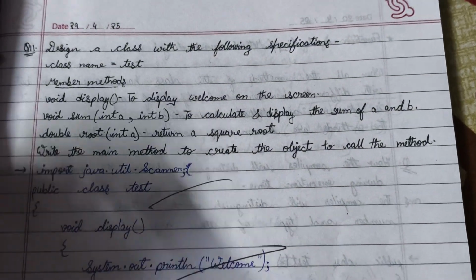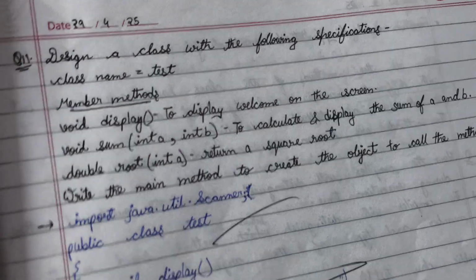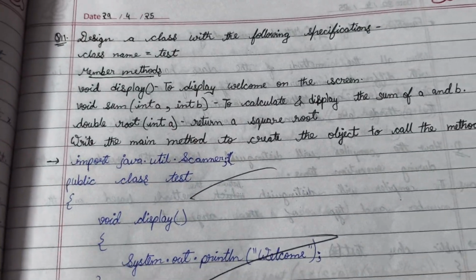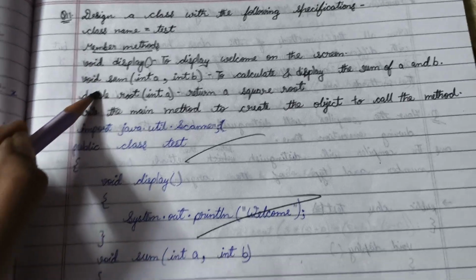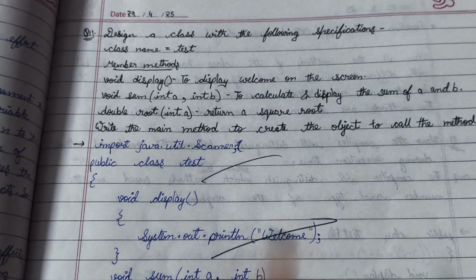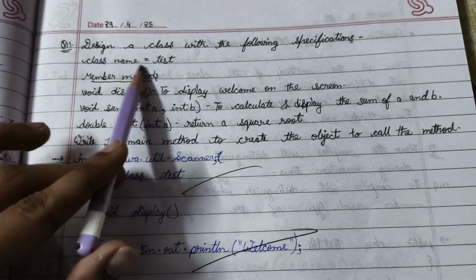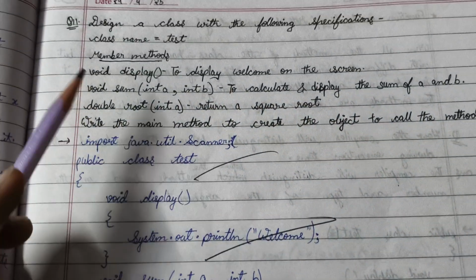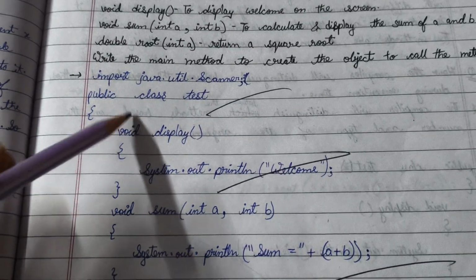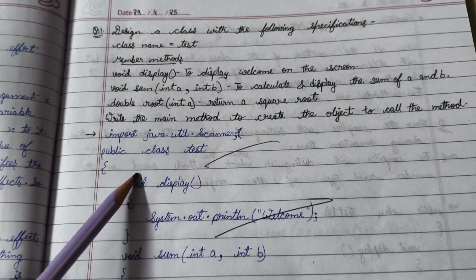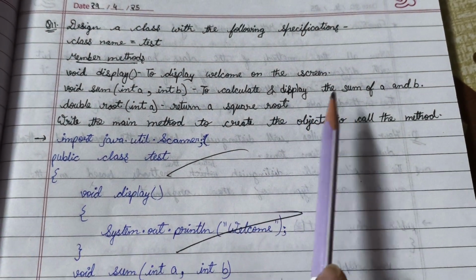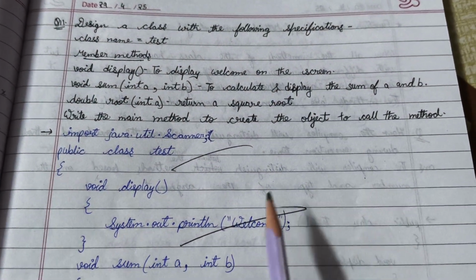Similarly, now see, this is one example in which all the user defined method types are included. This is the first type, second type, and then third type. Let's see this program. It is one of the most important, we can say. First of all, class name Test, then member method display. There is no instance variable, so we will not display any instance variable. System.out.println, they have told us to display welcome on the screen, so we have displayed.